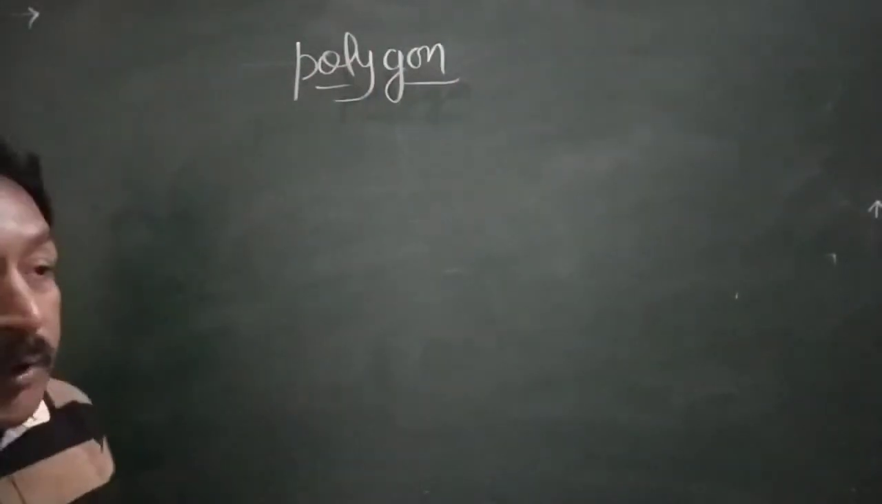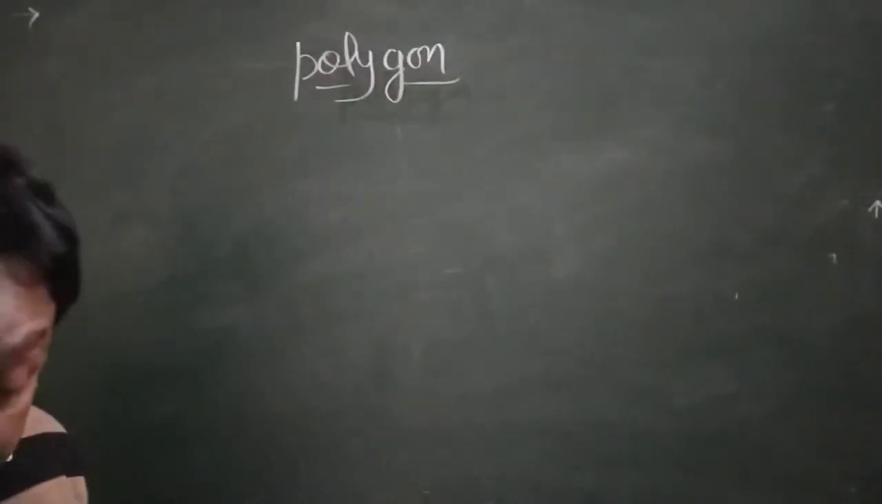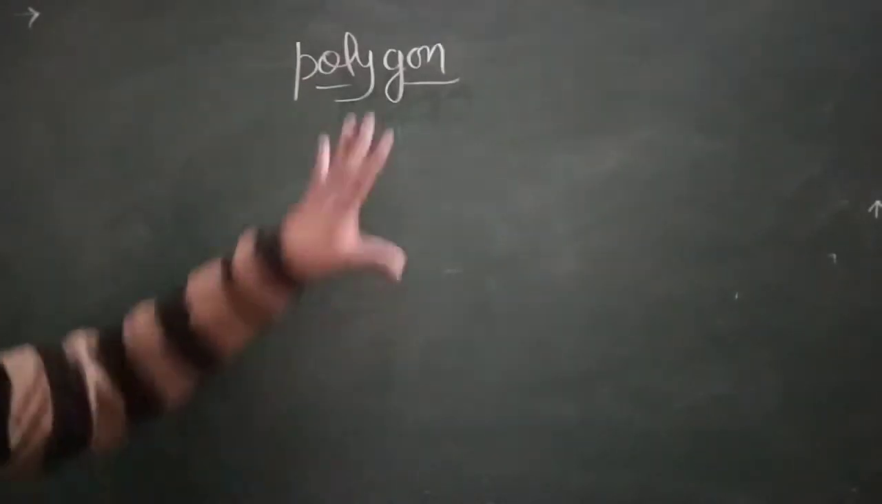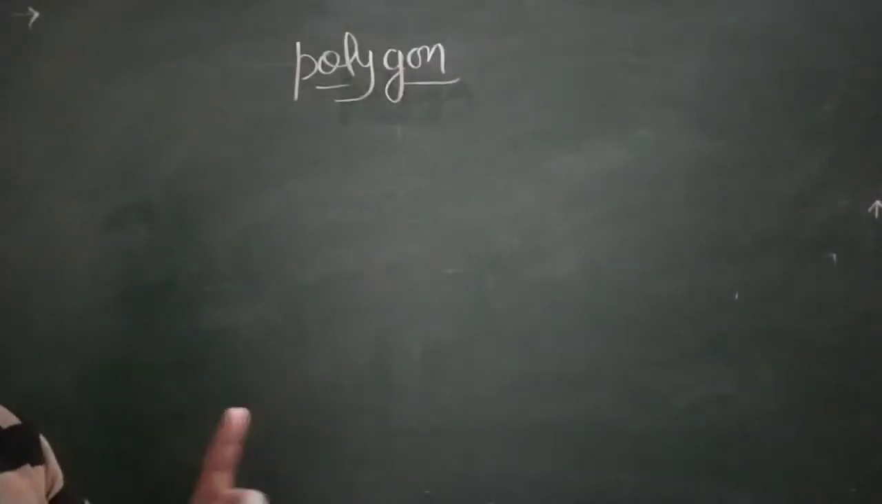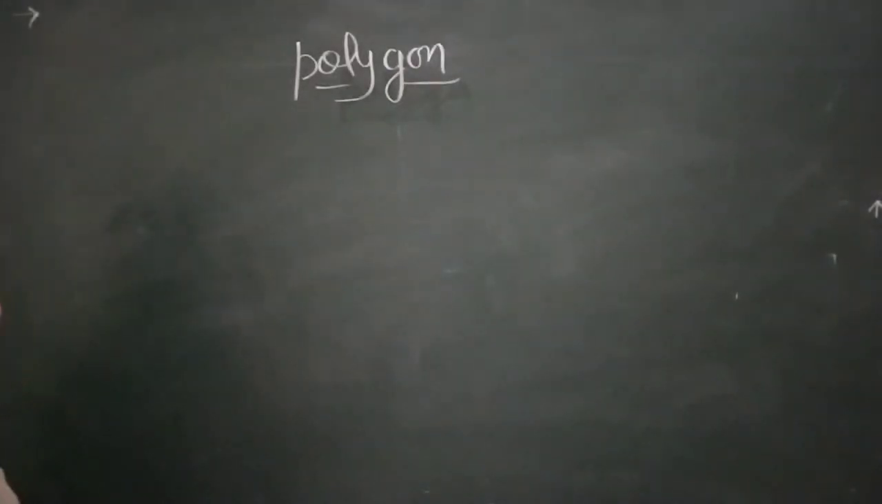Polygons are those figures which are actually simple closed curves, formed of line segments only. Means what are polygons? These are simple closed curves. First thing. Second thing, they are formed of line segments only.